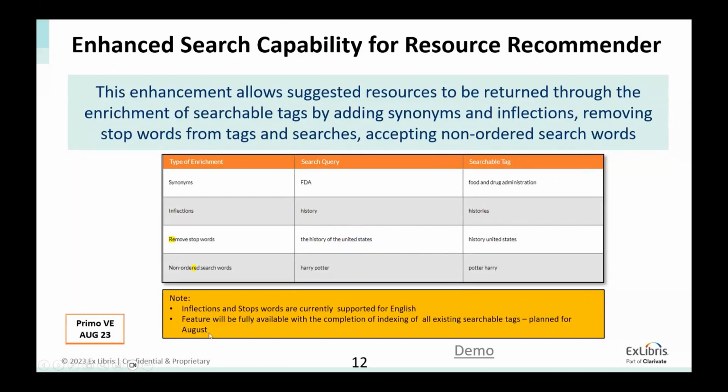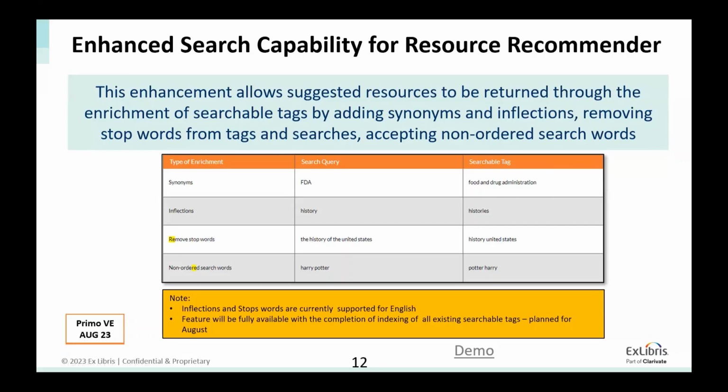More things in the area of the resource recommender. This is something that already exists in the Primo back office, and now we are delivering it also in Primo VE. Before this enhancement, the suggested resources that we show were performing an exact match to the searchable tag. So a resource recommender mapped to the searchable tag food and drug administration would only appear if the user typed exactly and only food and drug administration.